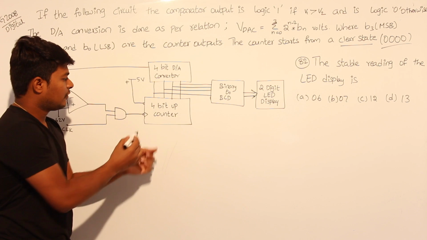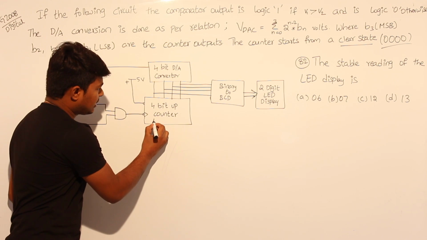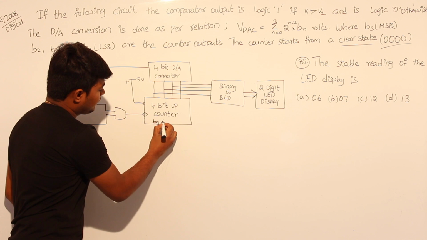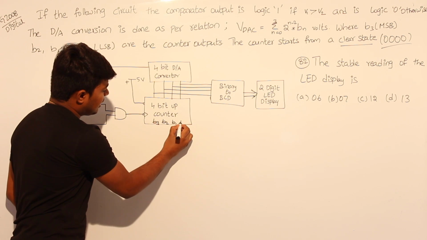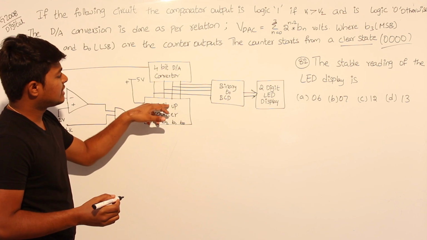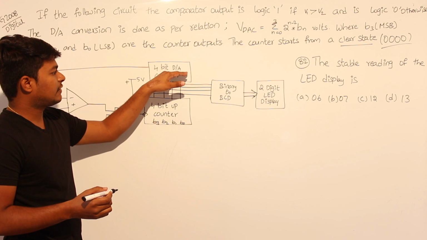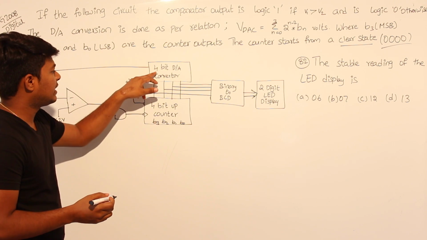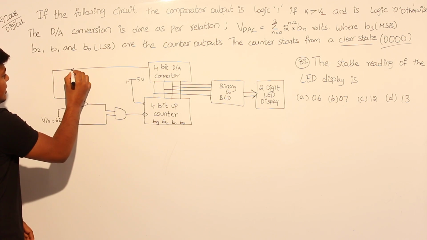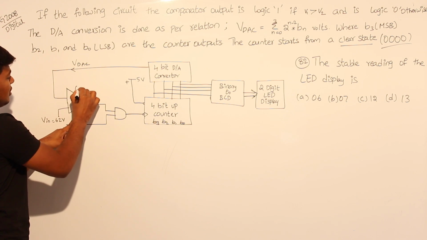Okay, first thing is a 4-bit up counter. It consists of a 4-bit up counter B3, B2, B1 and B0. These are the 4 bits for this counter. Now it is connected to a 4-bit D2A converter. It is converting the digital to analog output, where this output VDAC goes to this comparator. It is called a comparator.